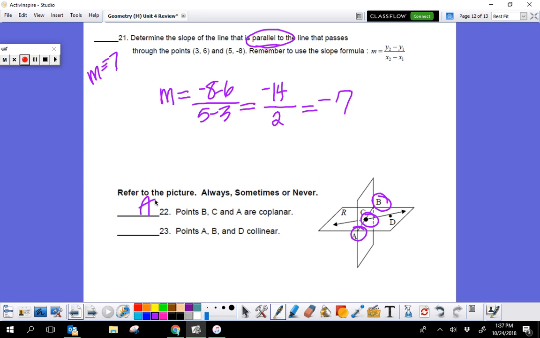And then points A, B, and D. Let me erase this. So A is here, B is here, and D is here. Okay, any 2 points can make a line no matter where they are, but 3 points would have to all be on the same line to be considered collinear, so that would be never.